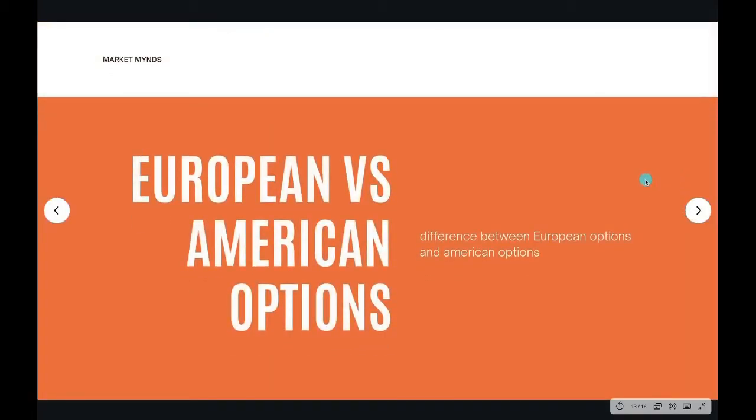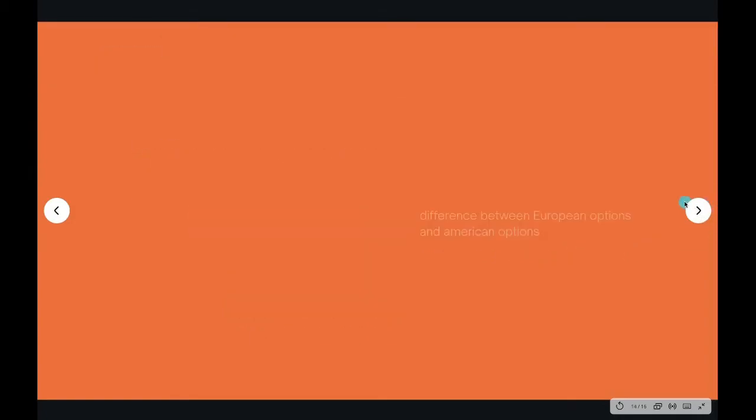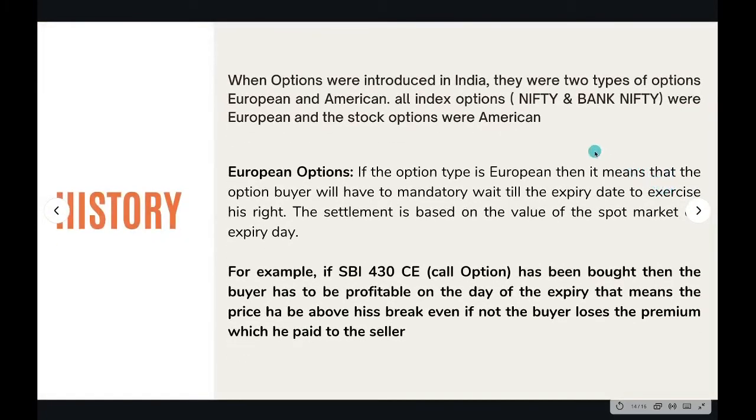Now, a very important thing, guys, is to understand the difference between a European option and an American option. First we'll understand the history. When options were introduced in India, there were two types, European and American. All index options, as in Nifty and Bank Nifty, were European, and the stock options were American.